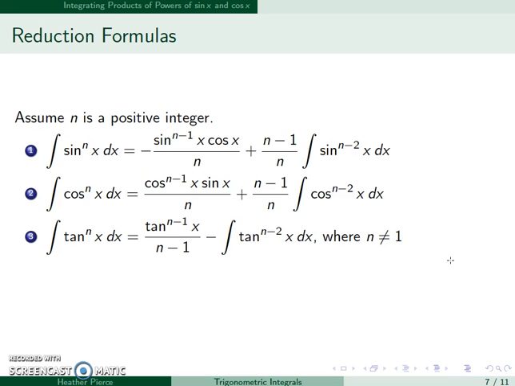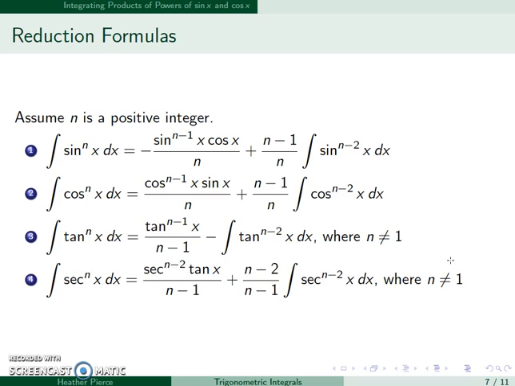A high power of tangent would give me tangent to the n minus 1 x over n minus 1 minus the integral of tangent to the n minus 2 x dx, provided n is not equal to 1. Finally, the integral of secant to the nth power would be secant to the n minus 2 x tangent x over n minus 1 plus n minus 2 over n minus 1 times the integral of secant to the n minus 2 x dx, once again where n is not equal to 1.